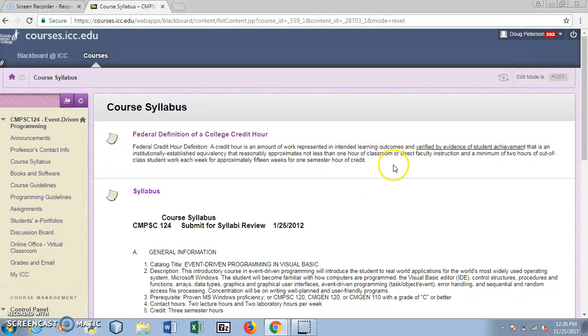By federal guidelines, it approximates that for every hour you're in the classroom, you have 2 hours of homework outside the classroom. So take the 4 hours you spend in class, times 2, that's 8. The total hours you should spend in the class a week is about 12 hours. You may be saying, oh my gosh, but that will vary depending on your reading speed. Can you type? Have you programmed before? Things like that come into play.